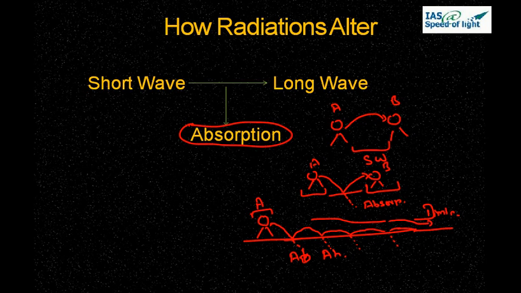So this is a concept from short wave to long wave, or from a more powerful wave to a less powerful wave through absorption. So when we have absorption, we are getting an output of long wave or less powerful wave. Now let's compare this with a greenhouse effect model.